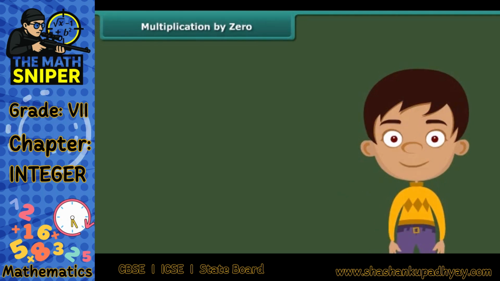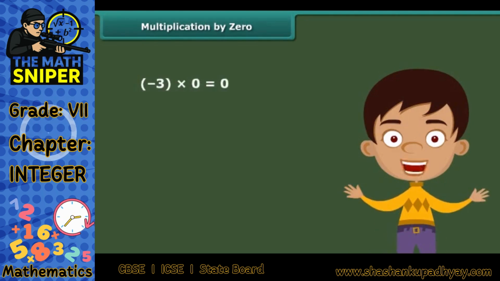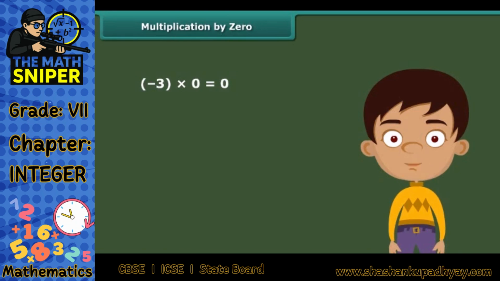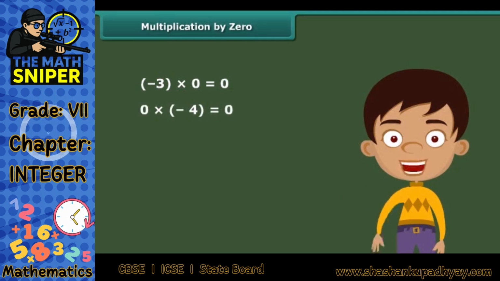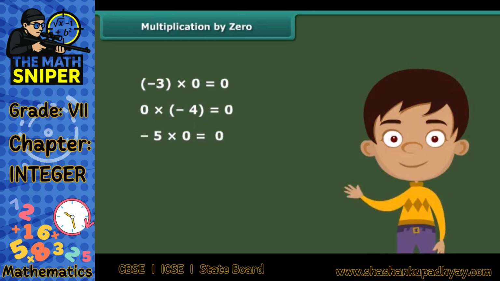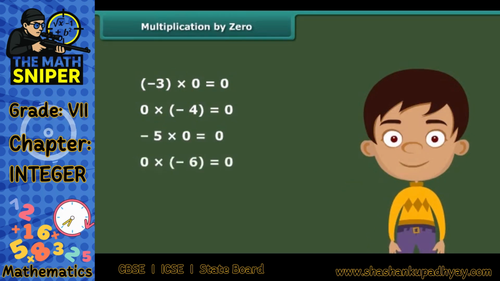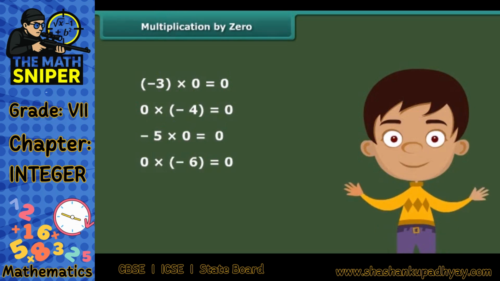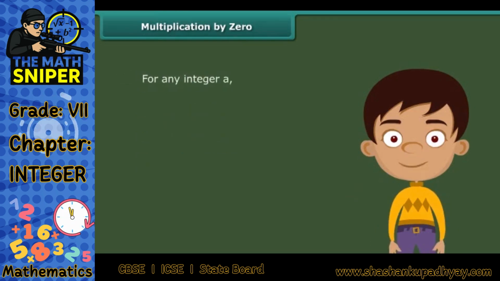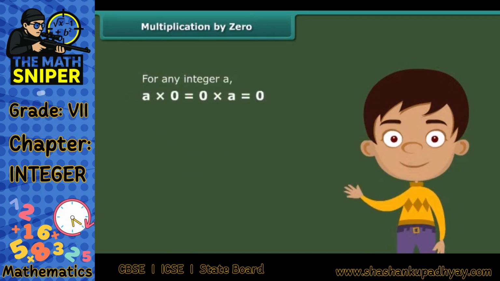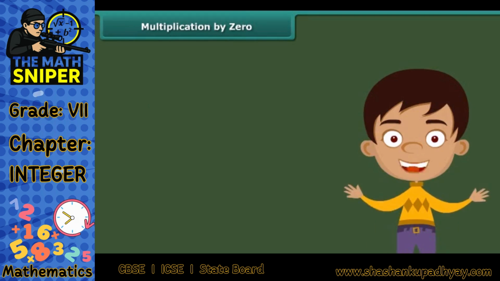The product of a negative integer and 0 is 0. For example, minus 3 into 0 equals 0. 0 into minus 4 equals 0. Minus 5 into 0 is equal to 0. 0 into minus 6 is equal to 0. In general, for any integer a, a into 0 is equal to 0 into a, which equals 0.